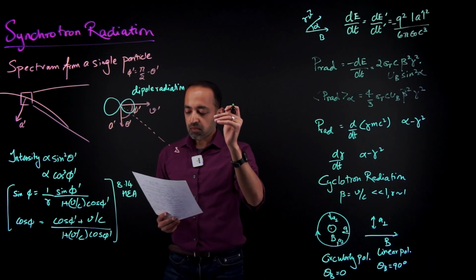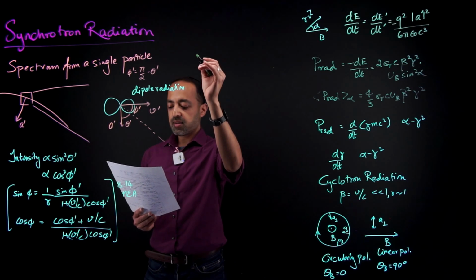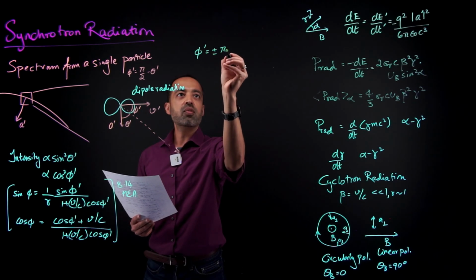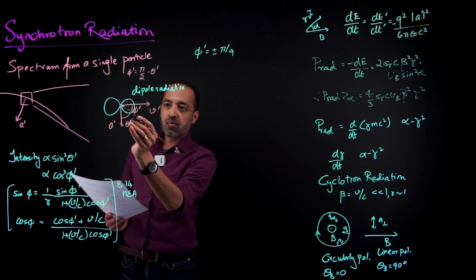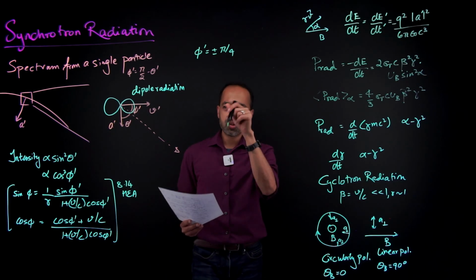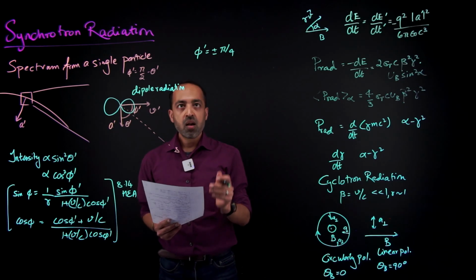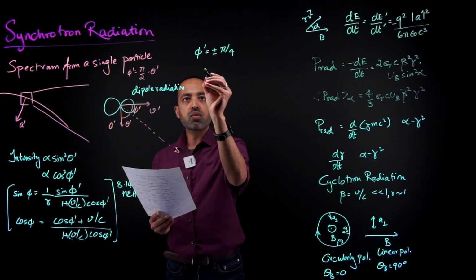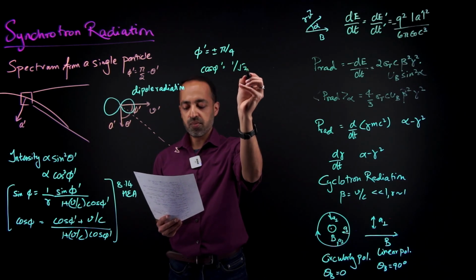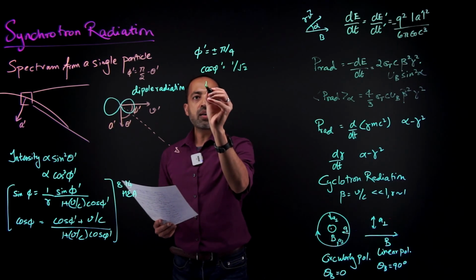Right, so in the rest frame, let us consider the angle phi prime is plus or minus pi over 4. So this is where radiation is emitted at an angle 45 degrees from the direction of motion, or with respect to the acceleration vector. That corresponds, of course, to cos phi prime of 1 over square root of 2. And why did I pick that value?